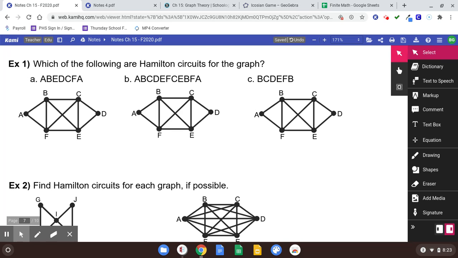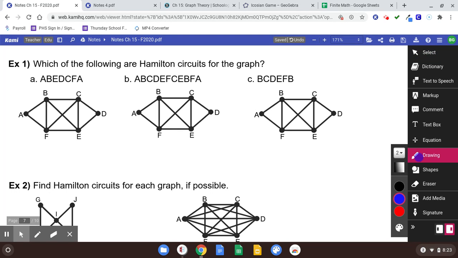Which of the following are Hamilton circuits for the graph? So remember, a Hamilton circuit is going to be a circuit that hits all of the dots. Okay, so A, B, E, D, C, F, A. And so your question is, is that a circuit? And did it hit all the dots? Yes and yes, that's a Hamilton circuit.